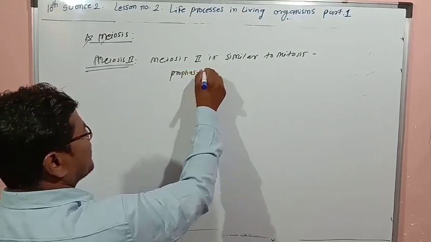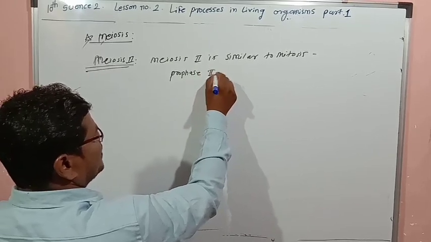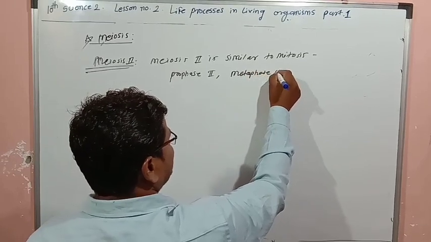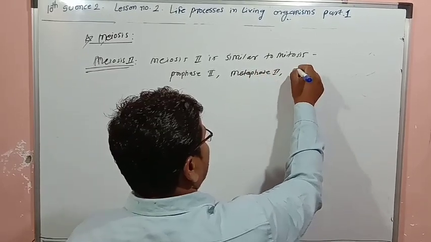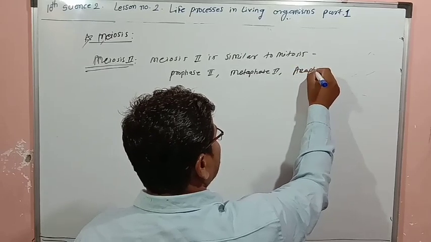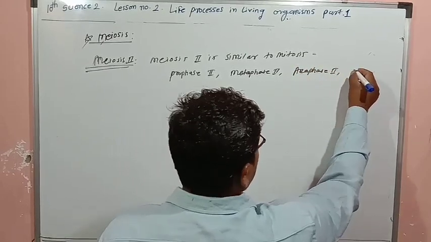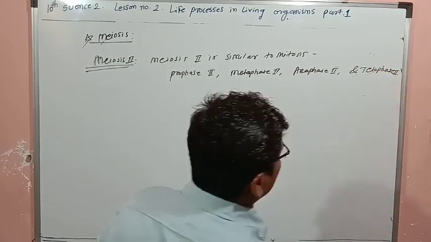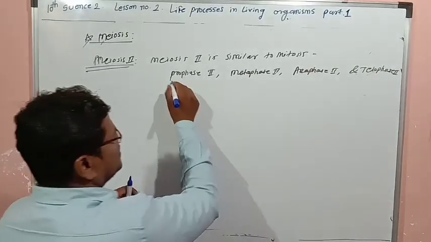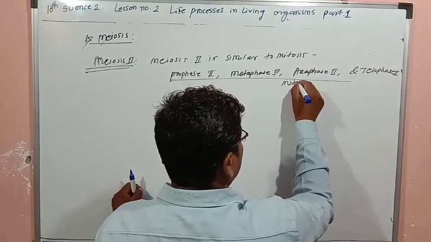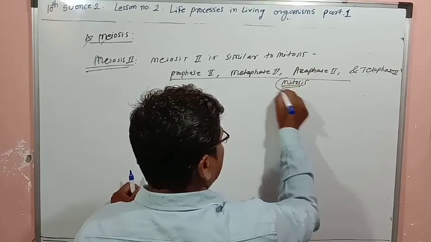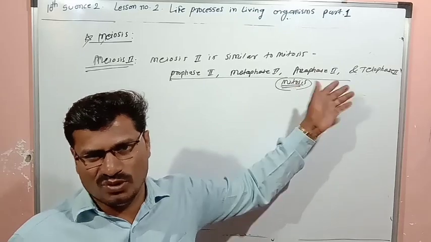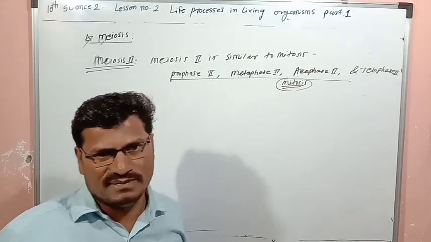Prophase second, metaphase second, anaphase second, and telophase second. Only, and these phases are there in the mitosis also. So meiosis second is similar to the mitosis because 4 stages or 4 phases are there.